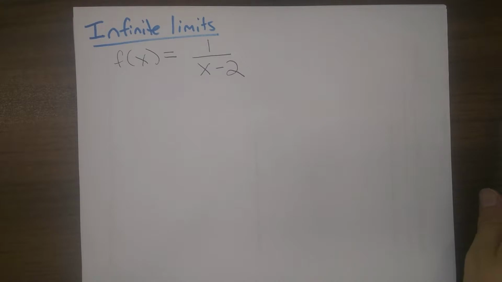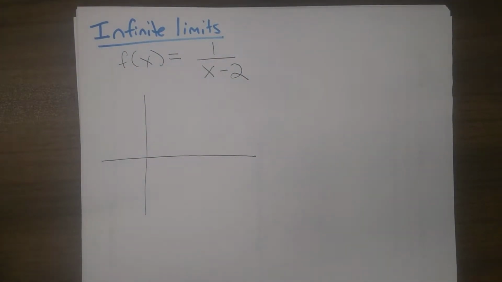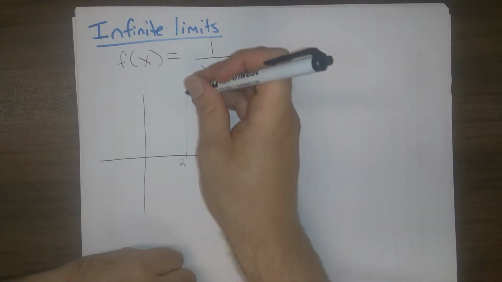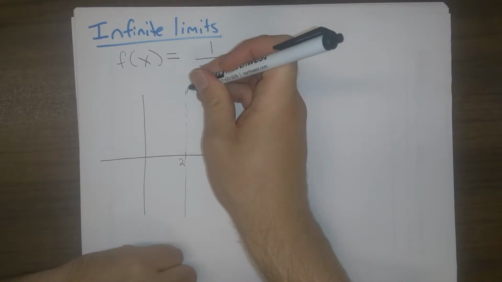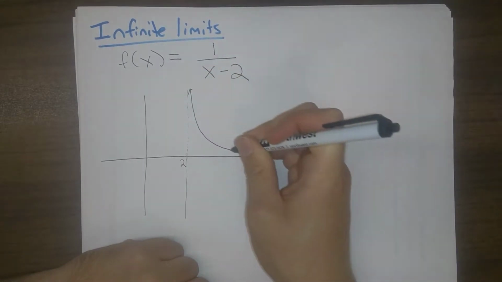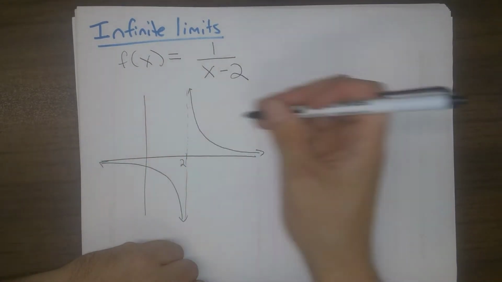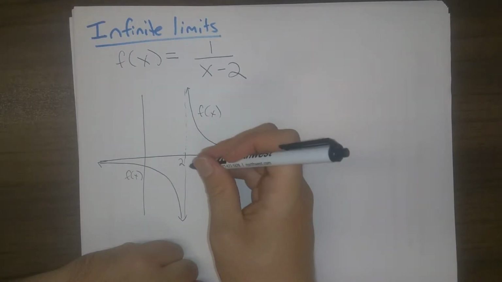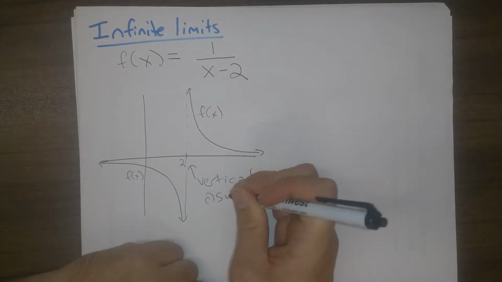So we can draw this. I'm going to go ahead and draw this. So bad things happen. This function is undefined when x is equal to 2. So let's put that there. And as it turns out, it has a vertical asymptote at x is equal to 2. So let me draw this out. So f of x here. And so here we see a vertical asymptote.